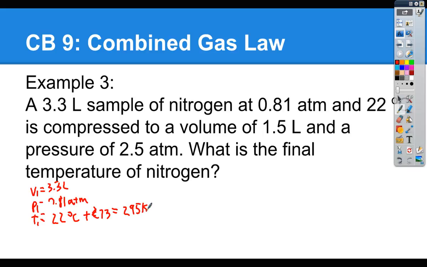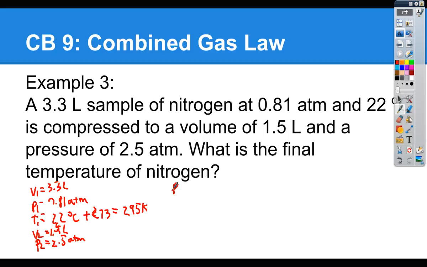All right, and then what else do we have here? Well, it says it's compressed to a volume of 1.5 liters, so that's a new volume. So that's our V2, 1.5 liters. And a pressure of 2.5 atmospheres. So our P2 equals 2.5 atmospheres. All right. Now, what is the final temperature?